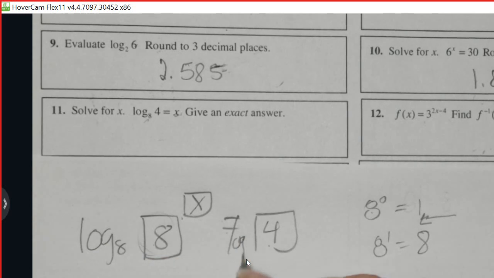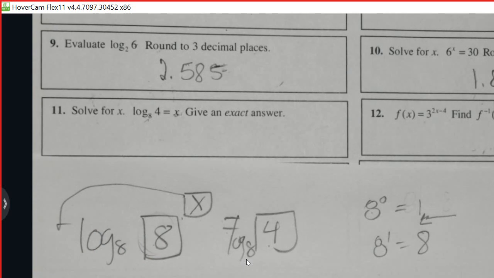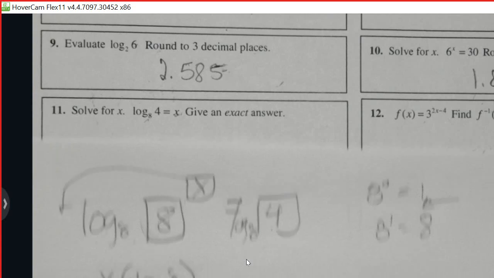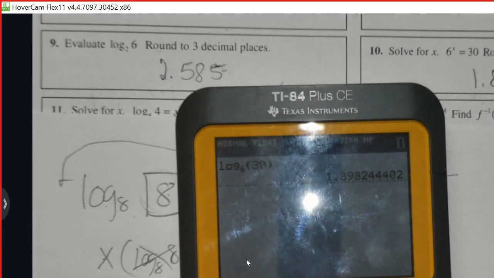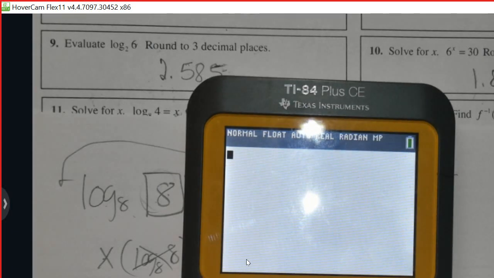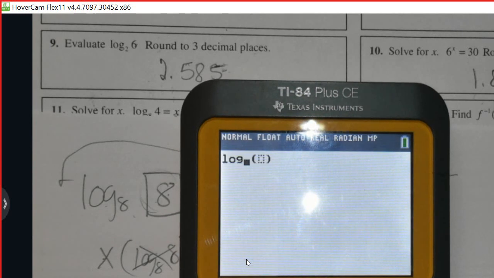Log base 8, log base 8, and this comes in front, so I have x times log base 8 of 8. I know this value is equivalent to 1. It doesn't just disappear, and 1 times x is x. Now, log base 8 of 4, I'm going to use a calculator. Whenever the base of the log is anything other than 10, I'm going to hit math, go up 3 times. The base in this case was 8. I want to make sure I'm plugging this in right. The number behind it was 4.